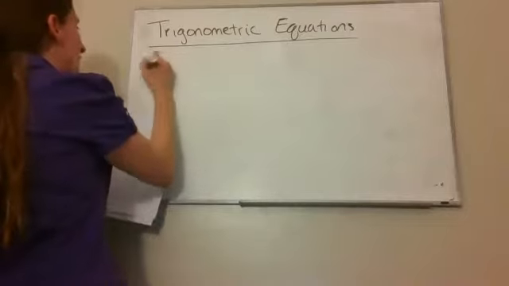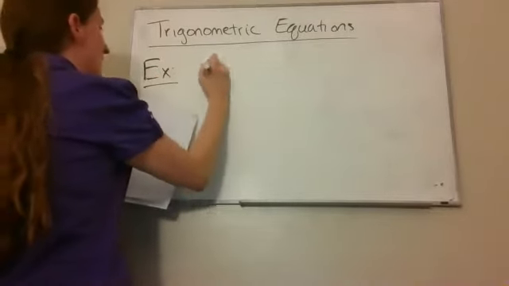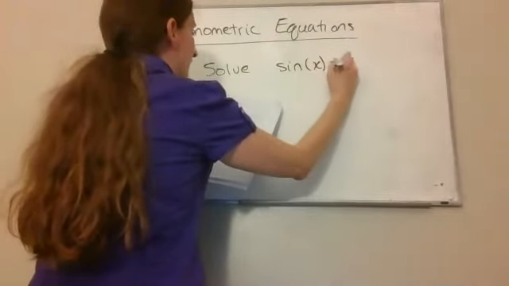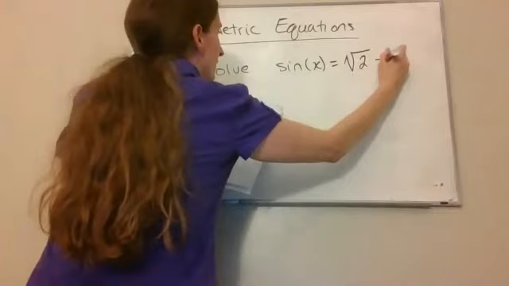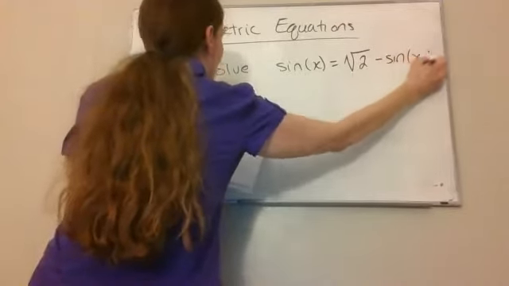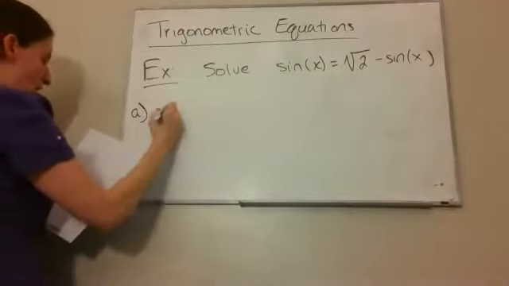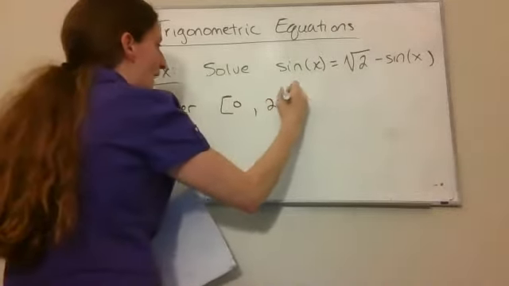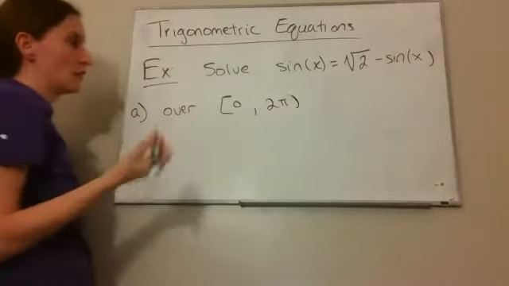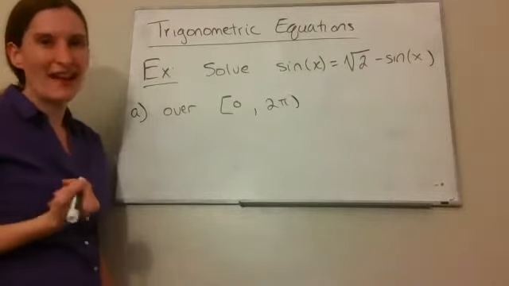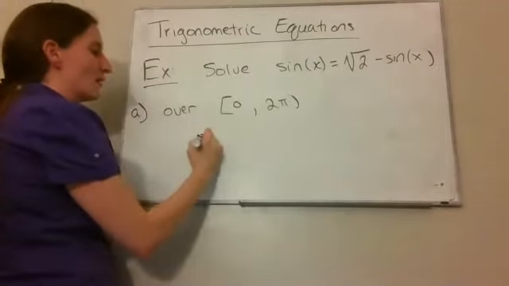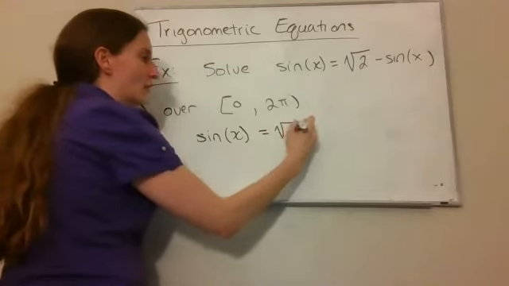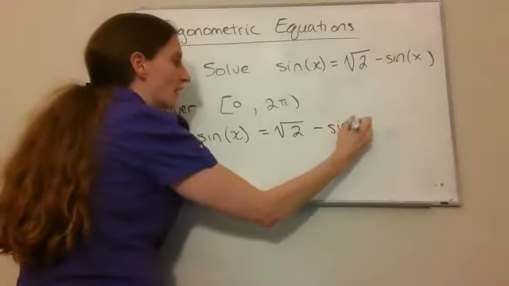We're going to start right away with the example: solve sine of x equals the square root of 2 minus sine of x, first over the interval 0 to 2 pi. Well, to solve this equation, we want to figure out what x is. So the first thing I would do is rewrite my equation: sine of x equals square root of 2 minus sine of x.